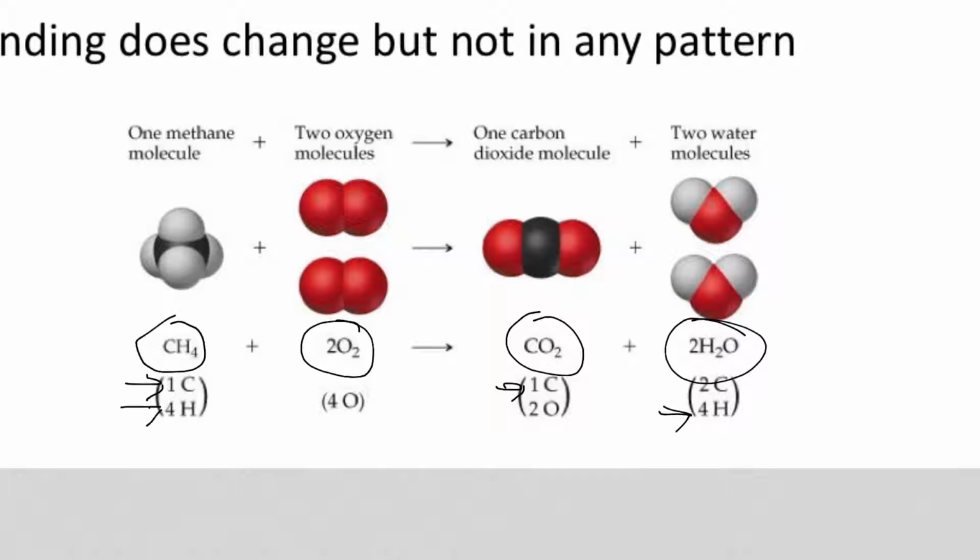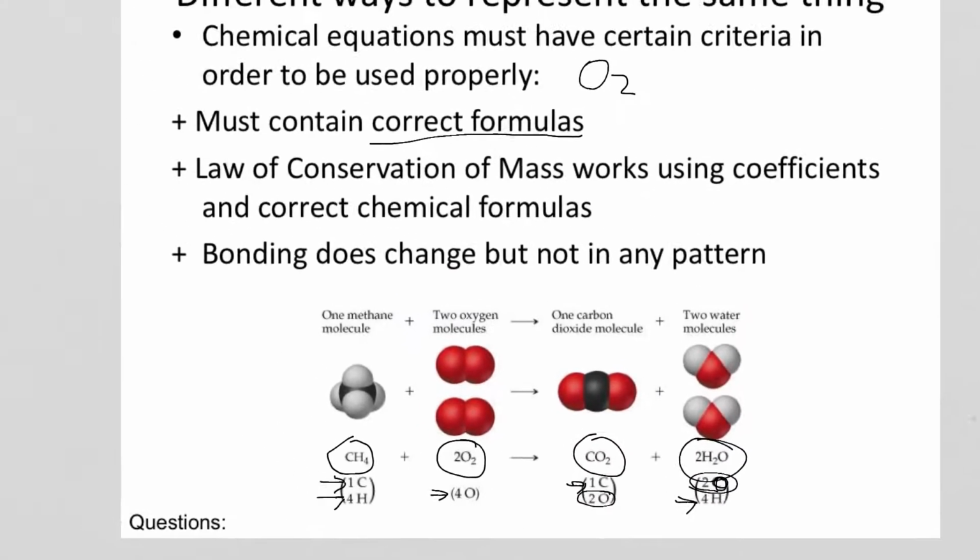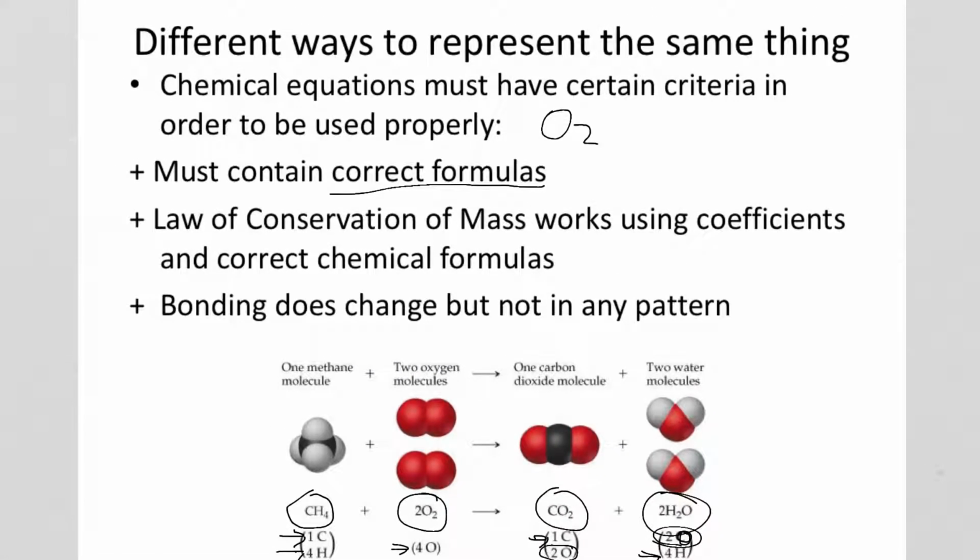This, I believe, is a typo. This should be an oxygen. Oops. So 4 oxygen, we have 2 here and 2 here. So a total of 4 oxygen. So the amount of atoms and the mass need to be equal.